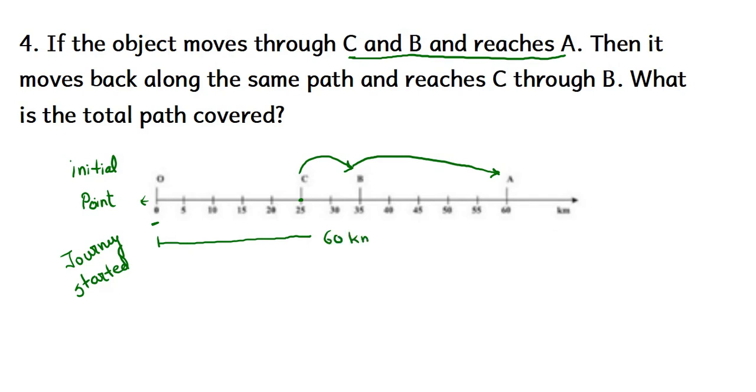Okay, so distance traveled from O to A is 60 kilometer as it is shown over here. So we can write the length of OA over there. After reaching at A, it changes direction and moves back along the same path and reaches C through B. Okay, so length of AC will be added up to our initial length. So what will be the length from A to C?